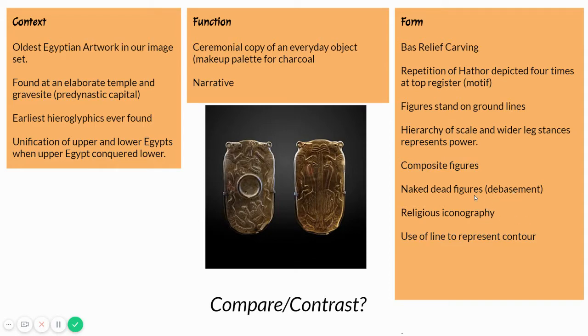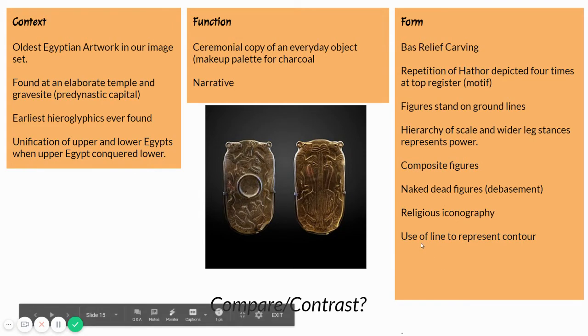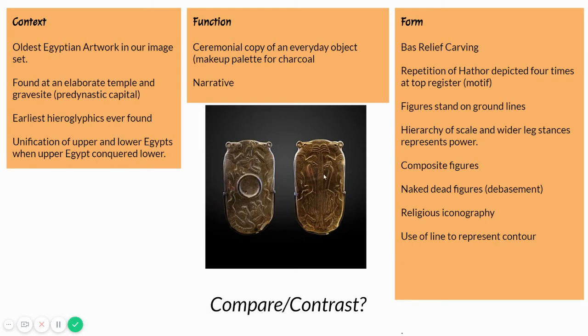We talked about debasement before, so now we have some real examples: the defeated dead figures are always naked. We have religious iconography. We have that through Horus, who's depicted as the raven. And then we have the use of line to represent contours. So basically, all of these images that we're able to recognize and understand are developed by line, by edges, that come together to create recognizable pictures and objects.